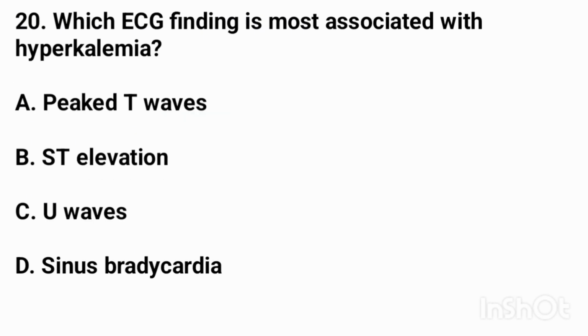Question number 20. Which ECG finding is most associated with hyperkalemia? The right answer is option A. Peaked T waves.